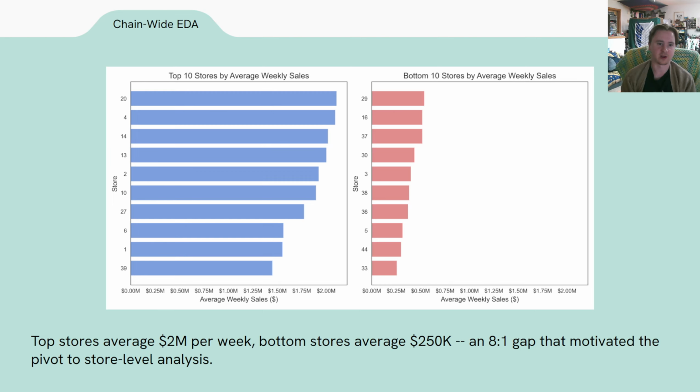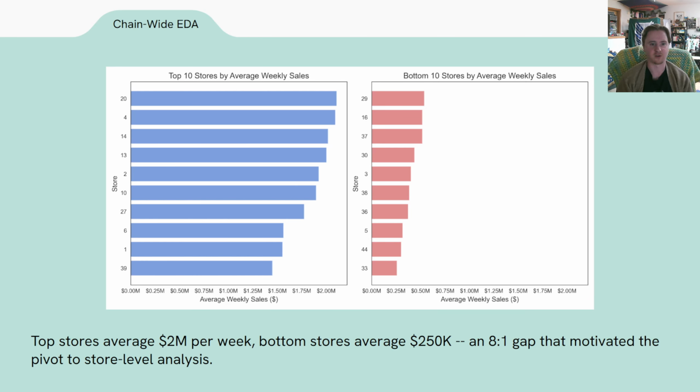but here it is visualized. So these two horizontal bar charts are side by side, obviously. They're showing average weekly sales for the top 10 stores in blue on the left, and then the bottom 10 stores in red on the right. Both charts are sharing the same x-axis scale, so the difference in size is directly comparable, and it really is a huge gap. The top performing store averages over 200 million per week, while the bottom averages 250,000 per week.